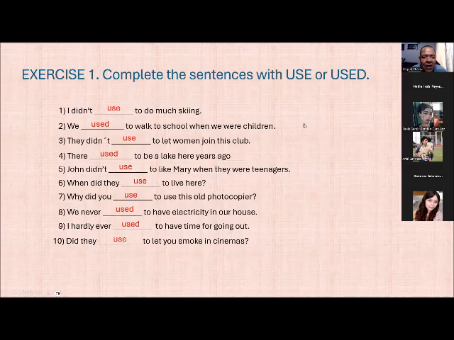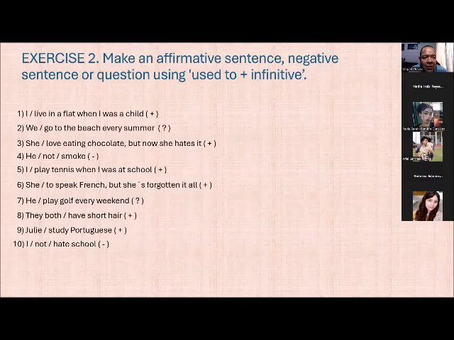Let's check the second exercise. On the second exercise, we have to make an affirmative, negative, or question using "used to" plus infinitive. At the end of the sentences, you have a parenthesis with a sign. That sign shows us if the sentence is affirmative, negative, or interrogative. Okay? Then, please, who can help us with number 1?